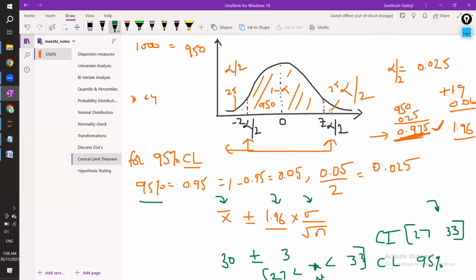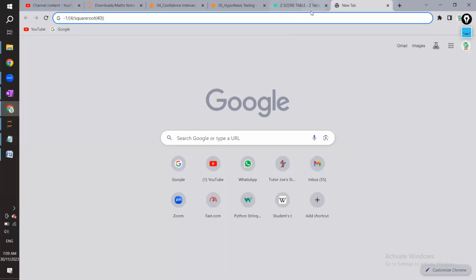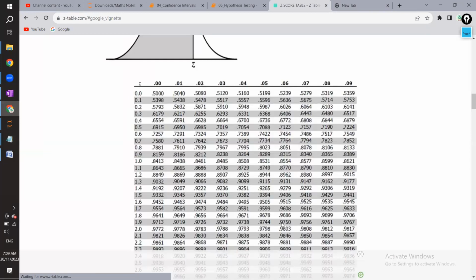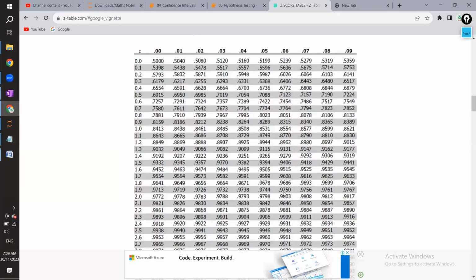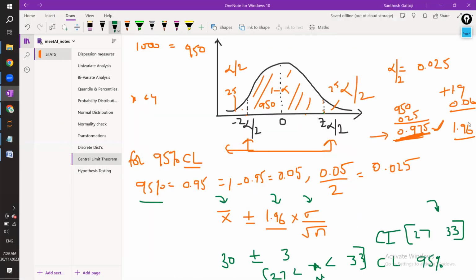Here this side will be 0.025, and this side 0.025. What will be the remaining left? 0.950. So if you want to calculate this particular point, it will be 0.950 plus 0.025, so it will be 0.975. If you go to the table and see which value gives 0.975 area, I'll show you: 0.975 is over here, which is 1.9 plus 0.06, so it will be 1.96.